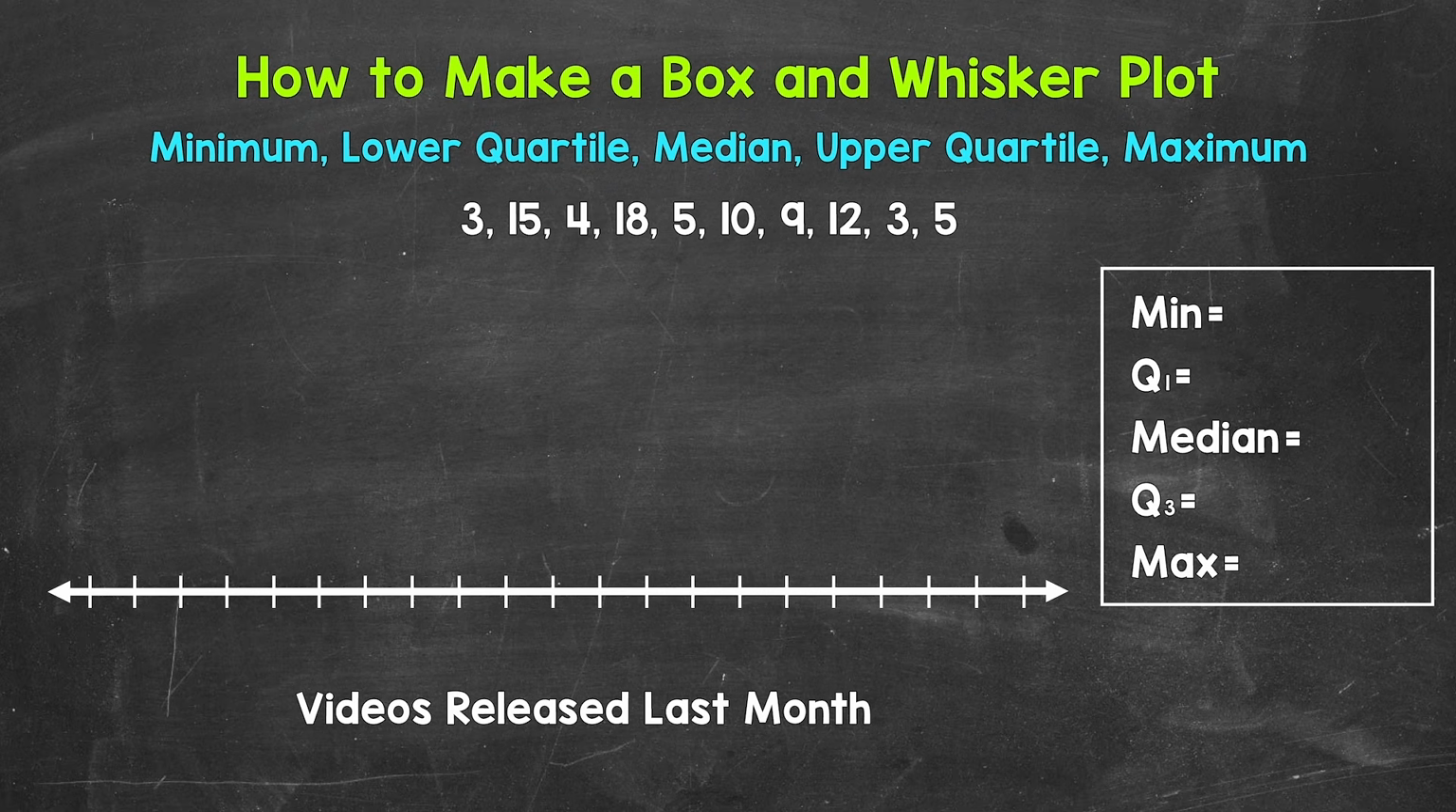Now let's go through the steps of how to make a box and whisker plot. Let's jump into our example where we will make a box and whisker plot to represent this data right here. Let's say that 10 content creators were surveyed about how many videos they released last month. Here are the results. Now the first thing that we need to do is order the data from least to greatest. So we will start with 3, so we have 3, and then another 3. Now I'm going to cross these out as we go through the numbers. That way we stay organized here.